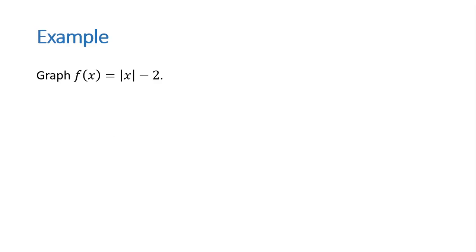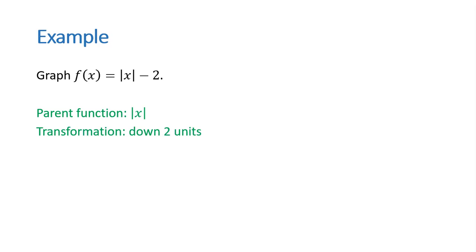So now we want to graph f of x is equal to the absolute value of x minus 2. Notice the parent function hasn't changed. It's still the absolute value of x. And now our transformation is down 2 units. Instead of adding 2, we're subtracting 2. It's occurring after we apply the parent function, after we apply the absolute value.